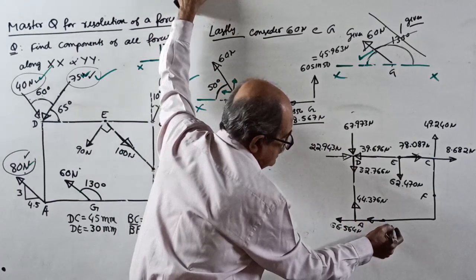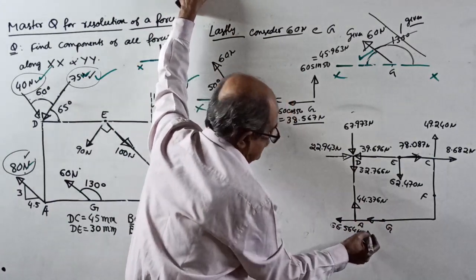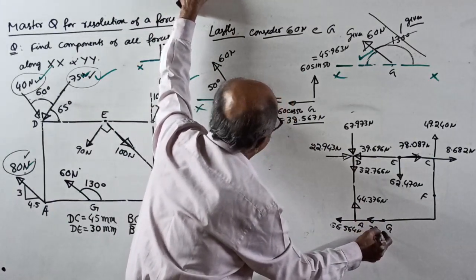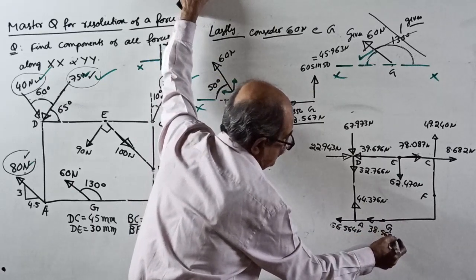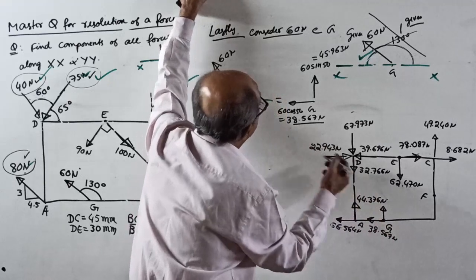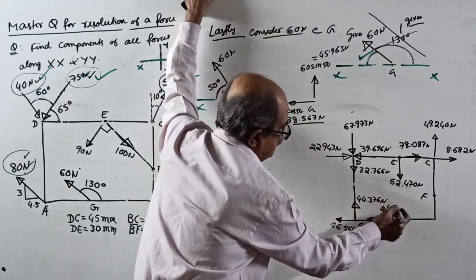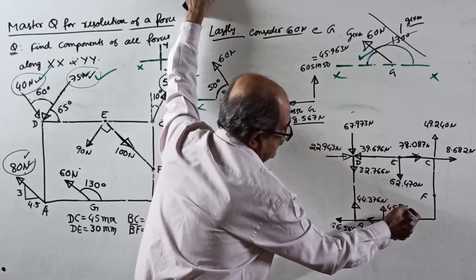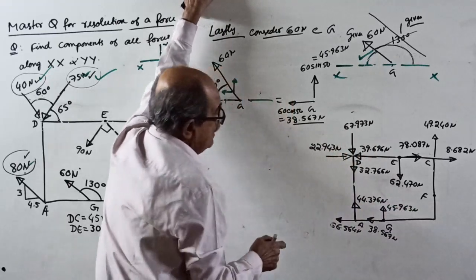Therefore, lastly, through the point G, see here, there is a left side force of 38.567 Newton, and a vertically upward force of 45.963 Newton. Space is not there, so I write in the available space.